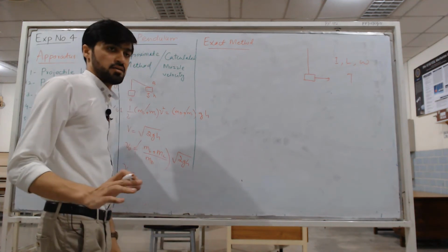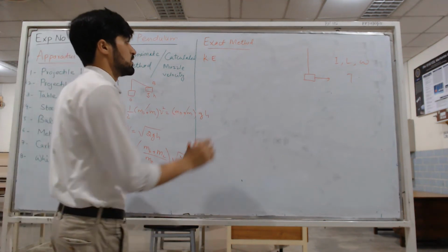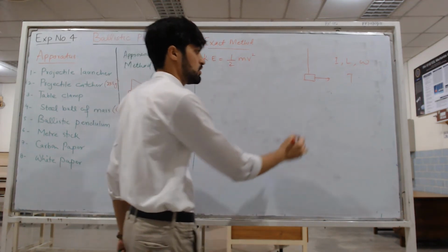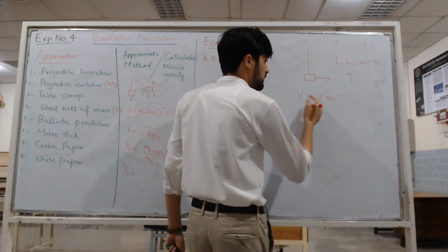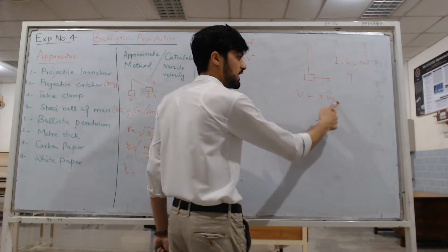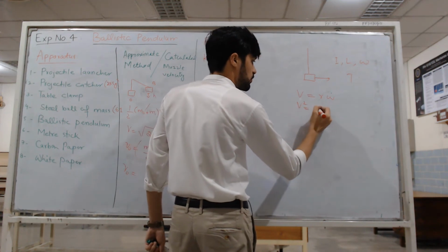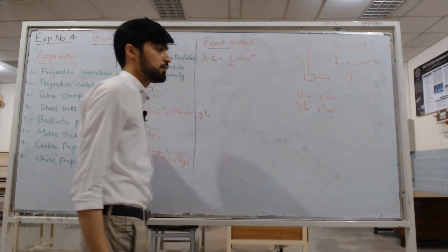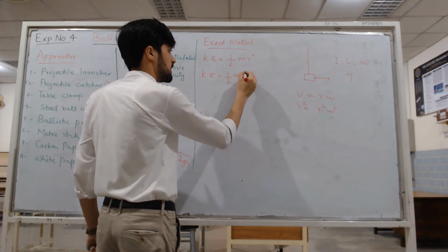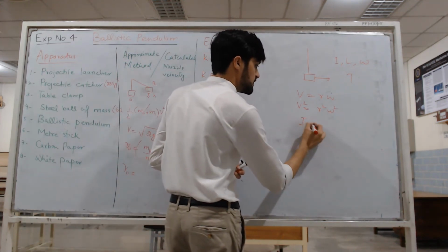So there are two kinetic energies. One is the linear kinetic energy, not for the rotational case. The linear kinetic energy is half m v square. Now we have the equation v is equal to r omega. The linear or tangential velocity is related to the angular velocity. So v square will be r square omega square. So kinetic energy is equal to half m, and instead of v square I can write r square omega square. Now we can say that I is equal to m r square.